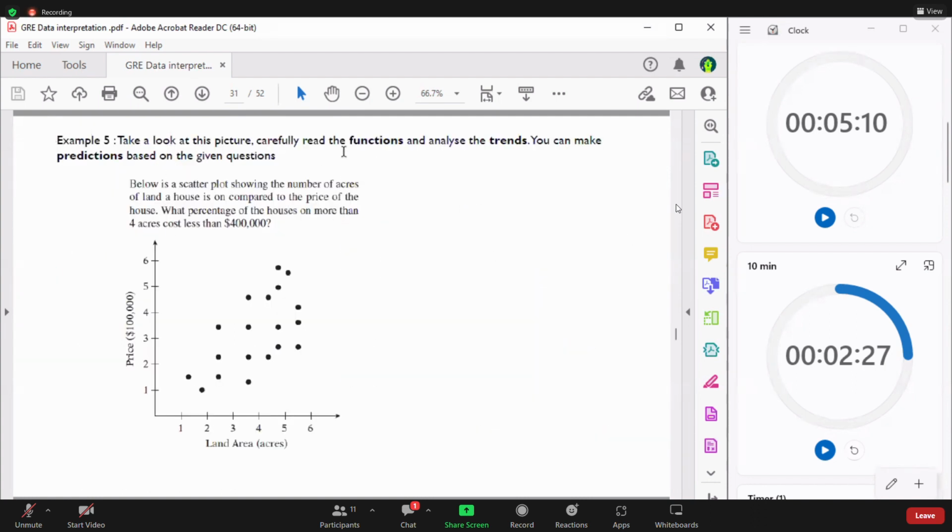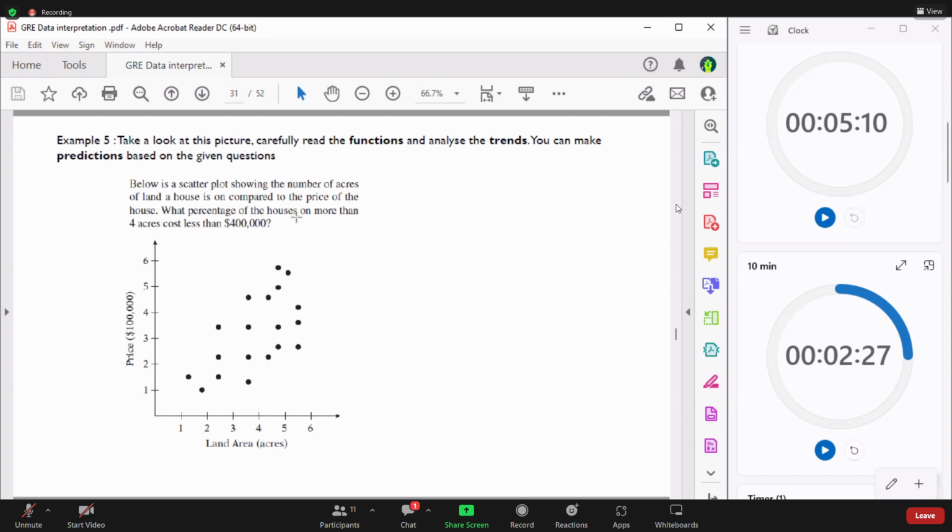Take a look at this picture. Carefully read the functions and analyze the trend. You can make predictions based on the given questions. Below is a scatter plot showing the number of acres of land a house is on compared to the price of the house. What percentage of the houses on more than 4 acres cost less than this?